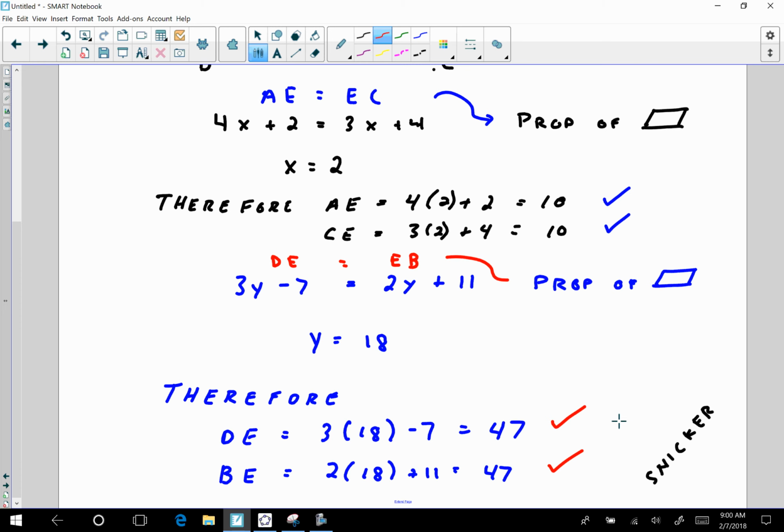I think we have now covered all of the properties of parallelograms, and you can use this to help you with the assignment that is due when I see you next.